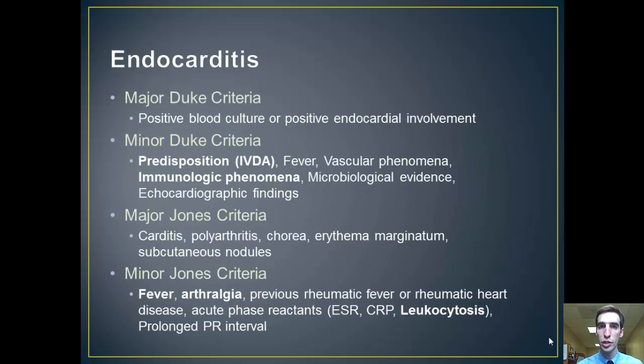At this point, our group is thinking of endocarditis. There's a tool to evaluate for endocarditis, and it's called the Duke criteria. Our patient met two of the minor Duke criteria: predisposition because of her IV drug use and immunologic phenomena. We also applied this case to the Jones criteria and found that our patient met three of the minor Jones criteria: fever, arthralgia, and leukocytosis.